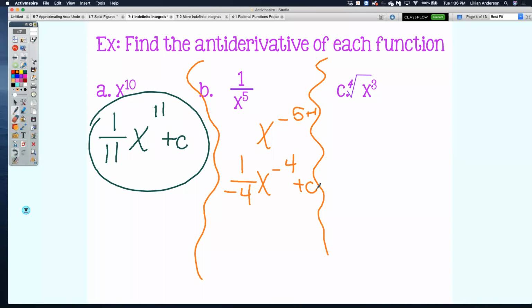But of course, we cannot have any negative exponents, so how do I make that exponent positive? You bring it to the denominator. So this is actually negative, because it doesn't matter whether the denominator is negative or the numerator is negative, the entire fraction is negative. It'll be a negative 1/4 x to the 4th in the denominator plus c, and that will be our antiderivative.